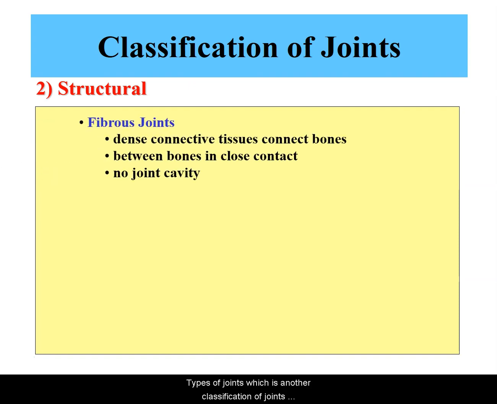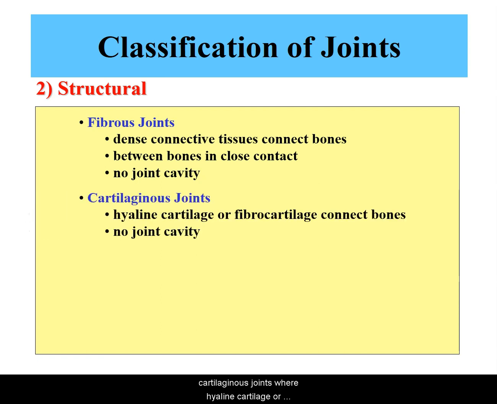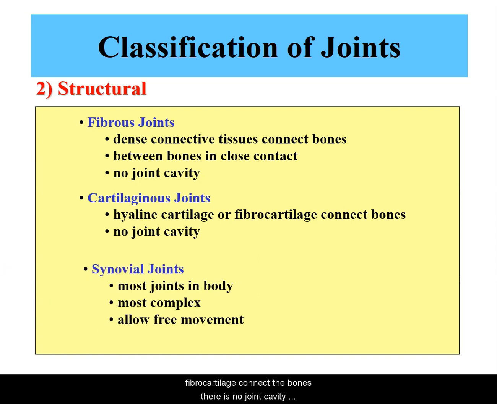Then you have structural types of joints, which is another classification of joints. Fibrous joints, where dense connective tissue connects the bones between bones in close contact, and there is no joint cavity. Cartilaginous joints, where hyaline cartilage or fibrocartilage connects the bones, and there is no joint cavity. And synovial joints. Most of the joints in your body are synovial joints, and they are the most complex joints and allow for free movement.